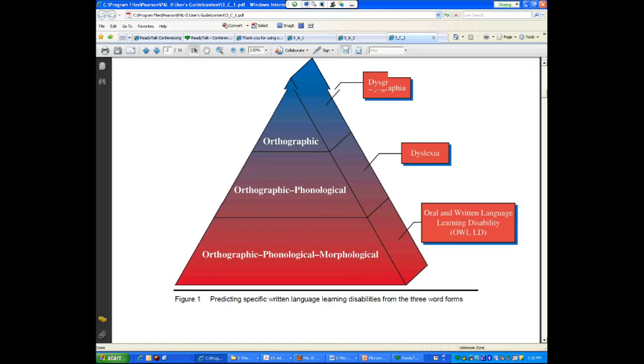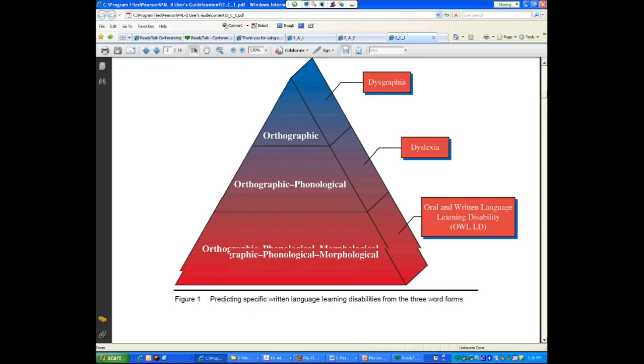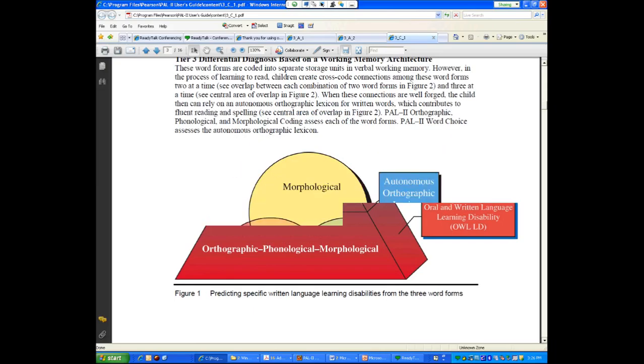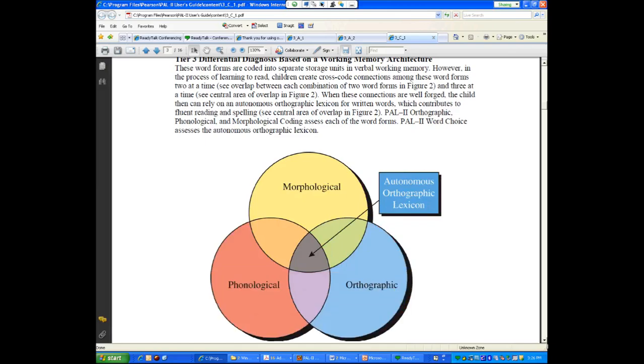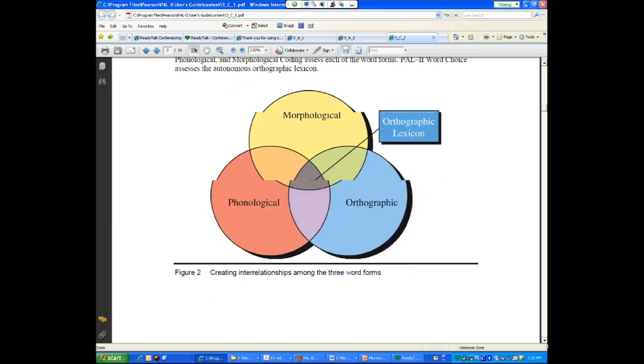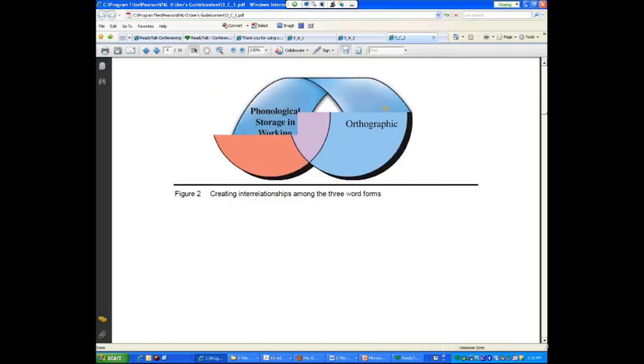And then she proceeds in this document to talk about how working memory is involved with that coding of phonological, orthographic, and morphological information. And she goes on to talk about the importance of the phonological loop, the importance of the executive functions component.